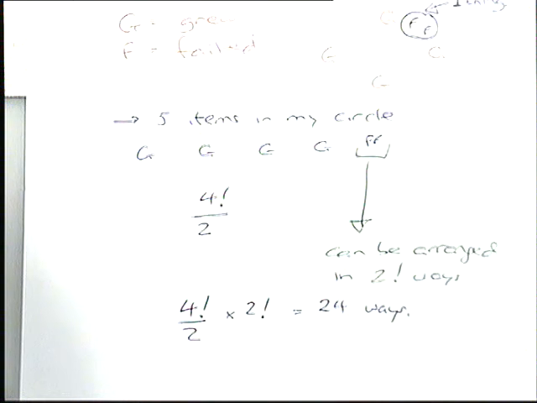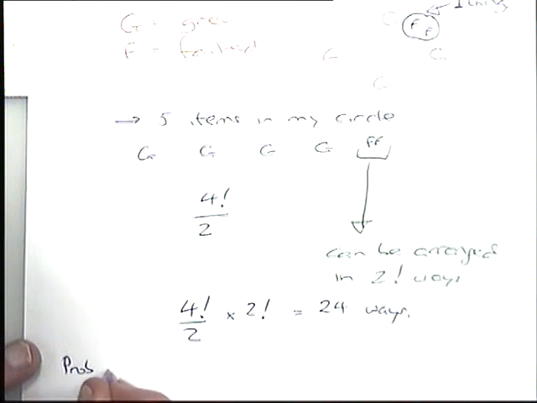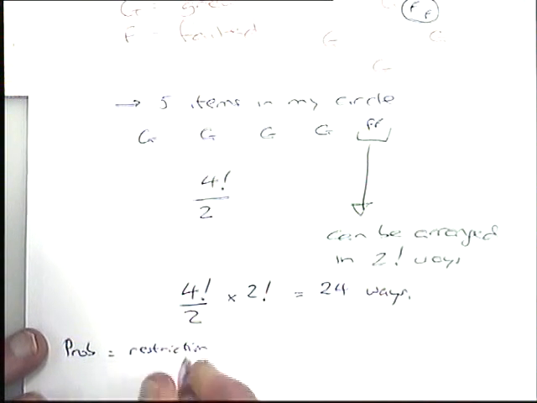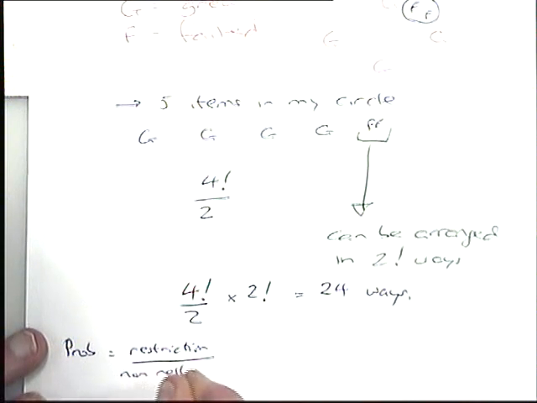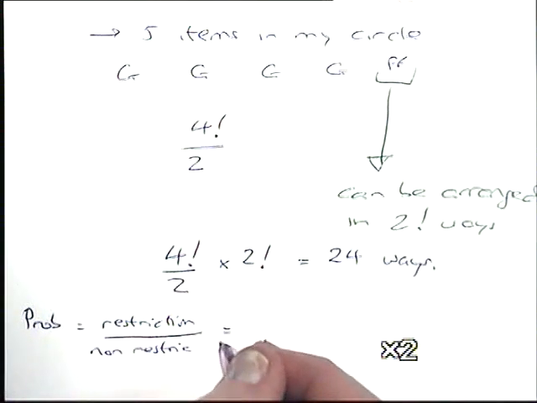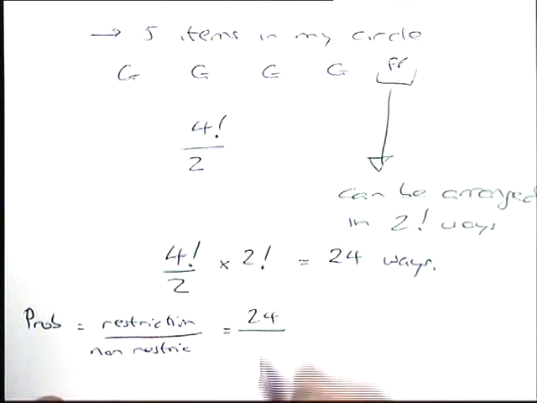But the question was asking for a probability. And the probability is equal to the restriction number over the non-restriction number. The restriction number we've just worked out to be 24. The non-restriction number: 6 factorial. Sorry, if there were no restrictions, what have we got that the gardener's planting? 6 tulips in a circle.